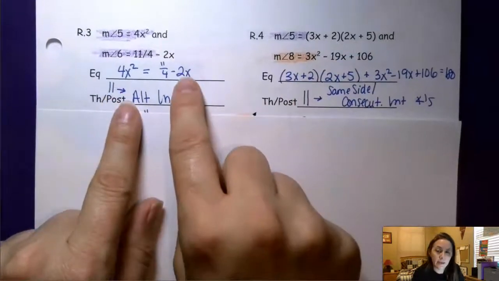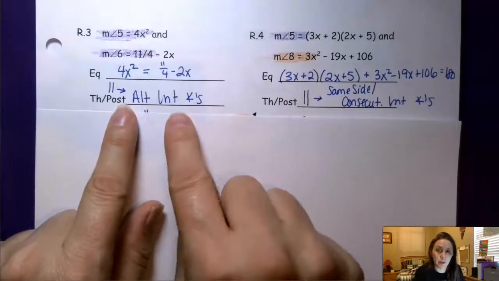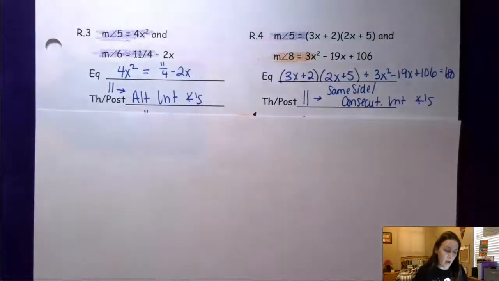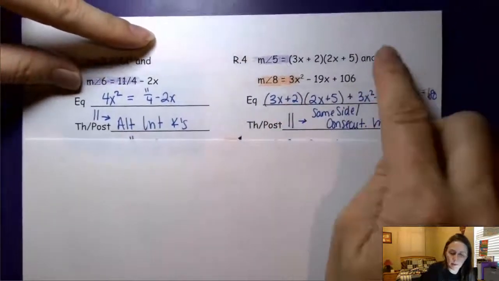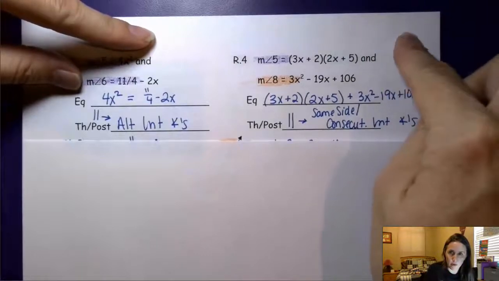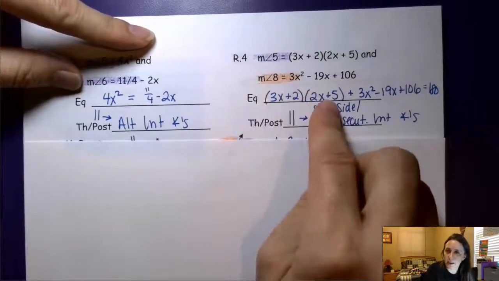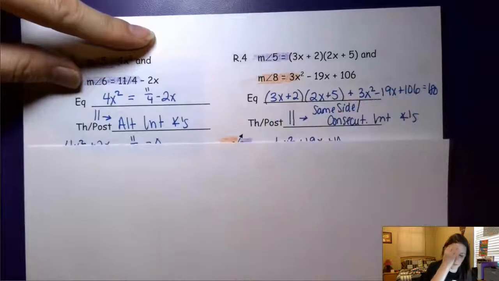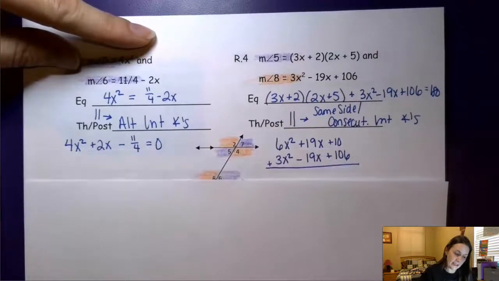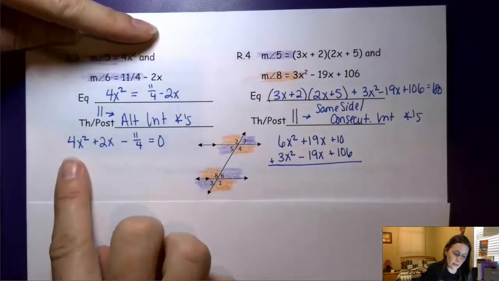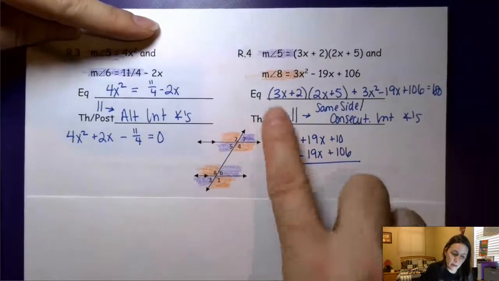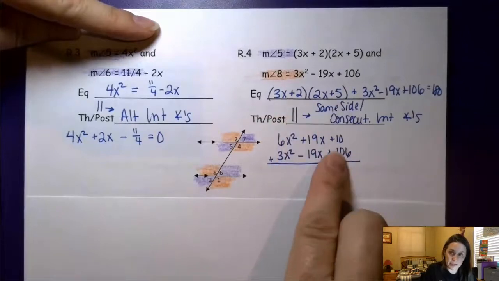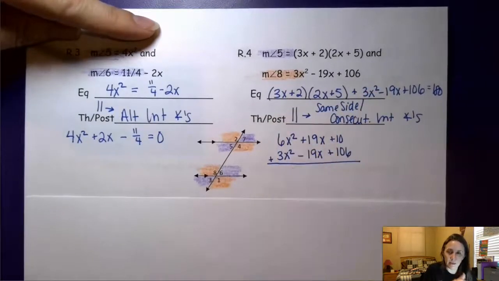X squared and x, I want to set it equal to 0, it's quadratic. These ones, I'm going to want to FOIL together, or I know that we've done this before, we've done like a box method up in the corner. So you can do a box method or FOIL that together and then combine your like terms. This is how I set them up. 4x squared plus 2x minus 11 fourths, 6x squared plus 19x plus 10. And then I'm just going to add it right underneath it and set it equal to 180.